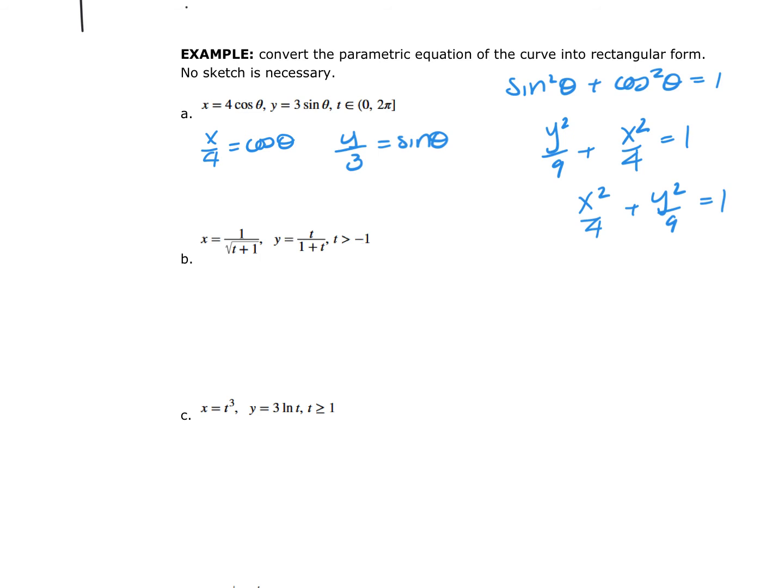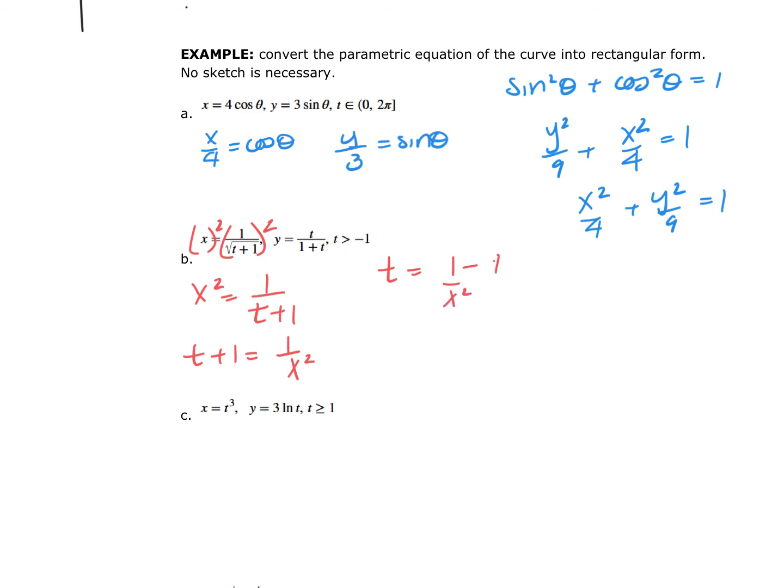So once again, I'm going to choose the one that's going to be the easiest. We typically have y equals. I think it'd be easier to solve for t on the x part because notice I have a t here and a t here. So I'm going to go ahead and square both sides. When I do that, I get x squared is equal to 1 over t plus 1. Multiply both sides by t plus 1 and divide both sides by x squared. I get t plus 1 is equal to 1 over x squared. So that tells me that t is equal to 1 over x squared minus 1.